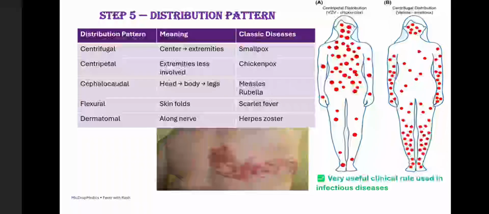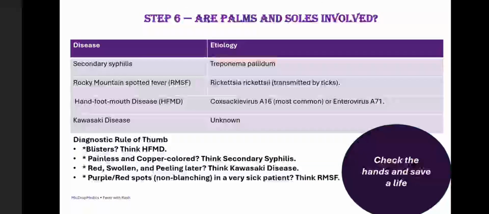So the thing is, you need to follow the map and it will lead you straight to the diagnosis. Step 6 is the diagnostic jackpot. In clinical practice, finding a rash on the palm and the soles is like finding a golden key, which narrows a massive list of possibilities to the 4 heavy hitters: secondary syphilis, Rocky Mountain spotted fever, hand foot mouth disease, and Kawasaki disease. So check the hands and save a life.